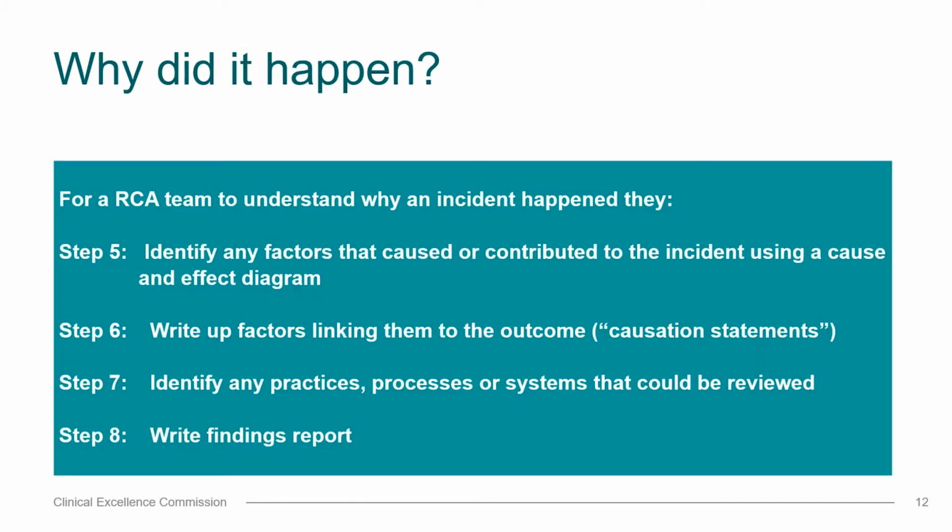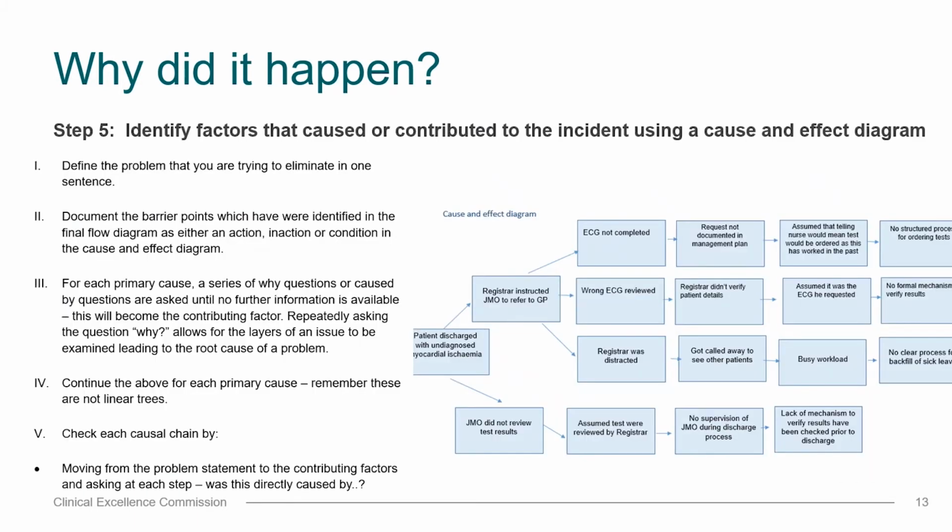To answer why an incident happened, the team follow 4 steps. Step 5 in the process is to identify factors that caused or contributed to the incident using a cause and effect diagram. The cause and effect diagram assists in analysing the relationships between a problem and its causes. It's a systematic way of combining the previous brainstorming, information gathering and flowcharting tasks.